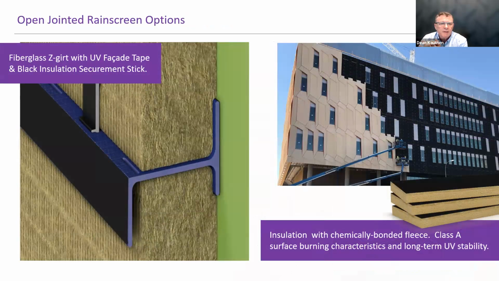And we'd be remiss if we didn't address open joint rain screens. We're seeing those in the market, and that can be accommodated by using a fiberglass Z-girt with a UV facade tape like we see here. That fiberglass Z also comes in black from the manufacturer as well. And then using other components for the building envelope to give you that consistent dark background through your open joint rain screen is very effective.